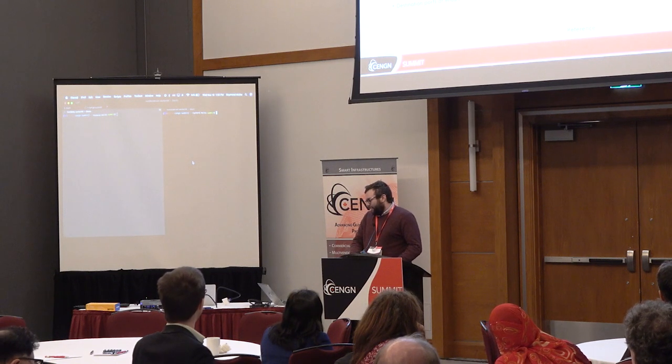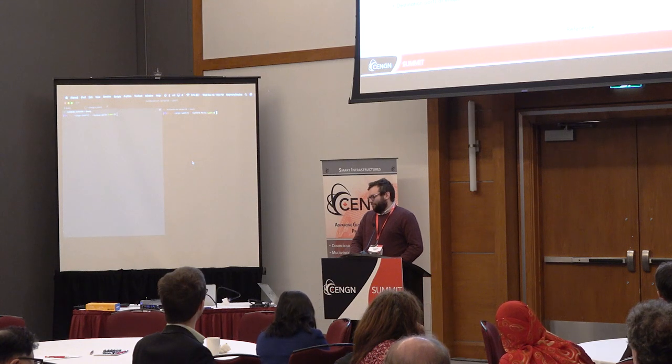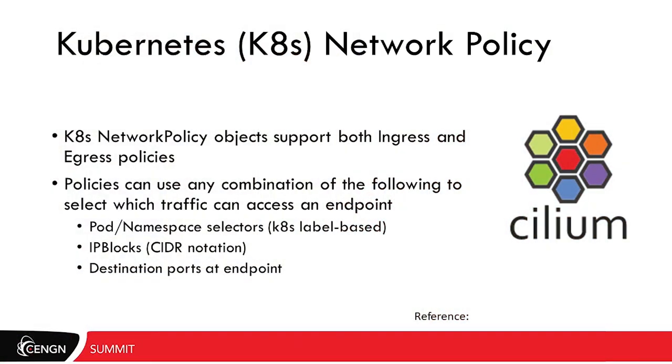So Kubernetes network policy is kind of going up a few layers. Network policy is an object that exists in Kubernetes, and it essentially allows us to describe a policy of what traffic can reach which pods and which containers, and which containers can reach which destinations. So policies can use any combination of container, namespace selectors, IP blocks, and destination ports.